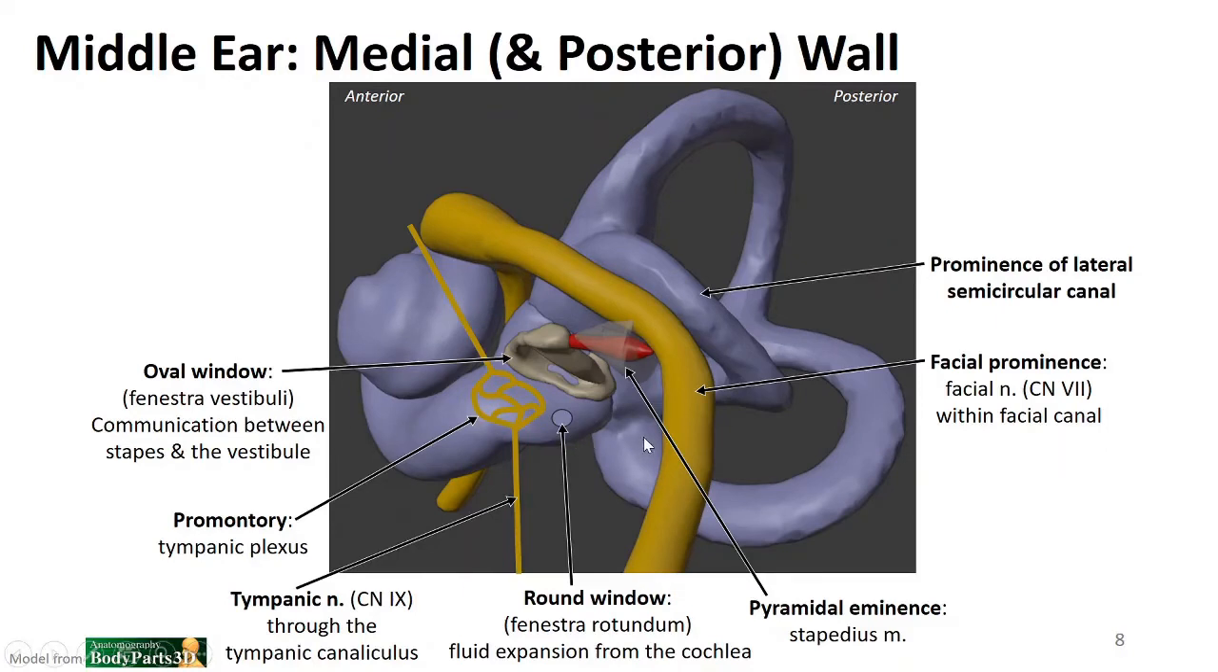Now, in this image, I've also shown you this posterior wall. So there are three major protrusions, similar to what we saw with the promontory, that come out from the posterior wall toward the middle ear cavity. The first that we see most superiorly and posteriorly here is a prominence of the lateral semicircular canal. So here is one of the semicircular canals, here is another, and here is another. All of these are oriented in XYZ planes to detect different types of movements.